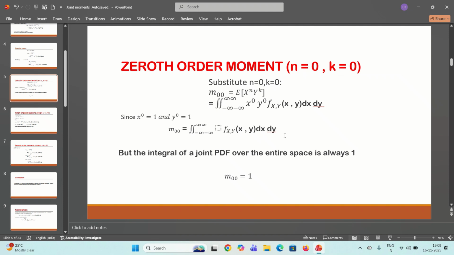This is the area under the curve. That is, the area under the joint density function is equal to 1.